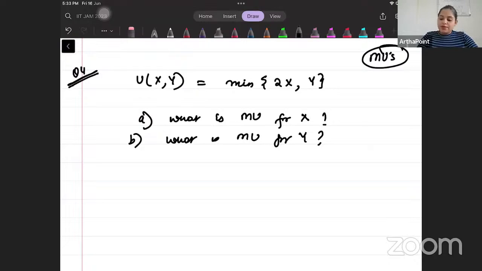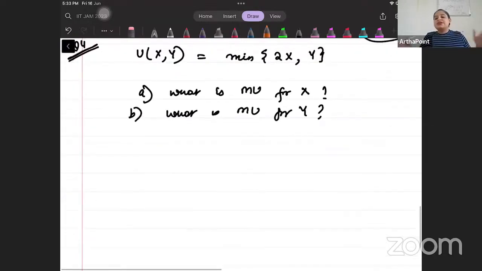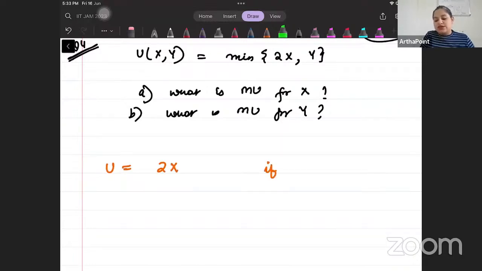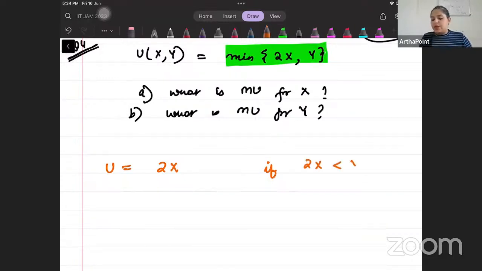So what we can do, beta, is make different cases out of it, right? My utility will be 2x when the minimum of the two is 2x. When will the minimum be 2x? The minimum will be 2x when 2x is less than y. And my utility will be y if 2x is greater than y, then the minimum will come down to y. Isn't it? The minimum will come down to y.